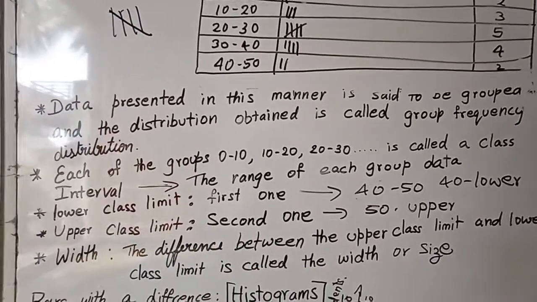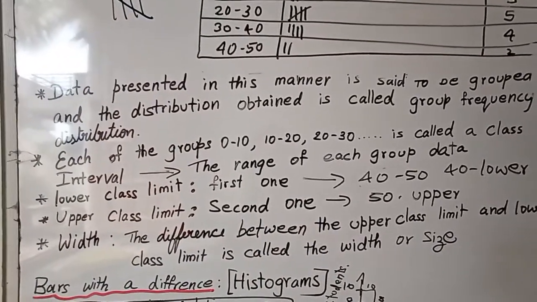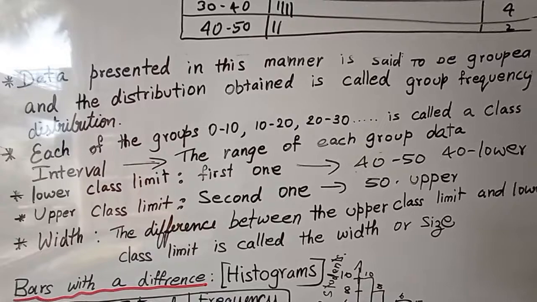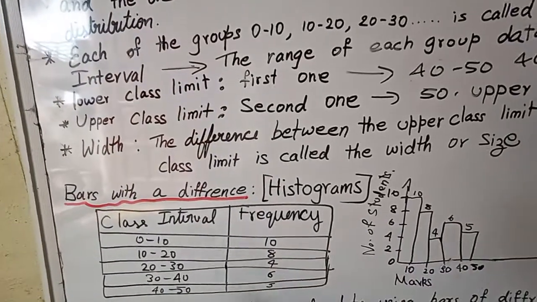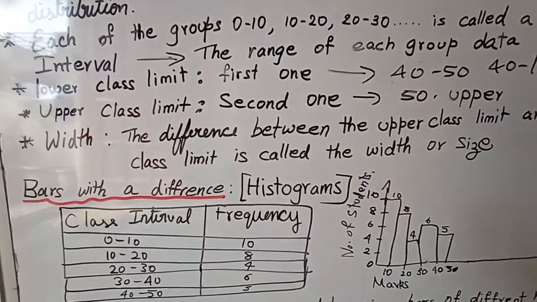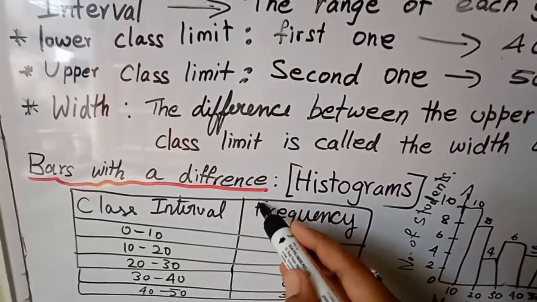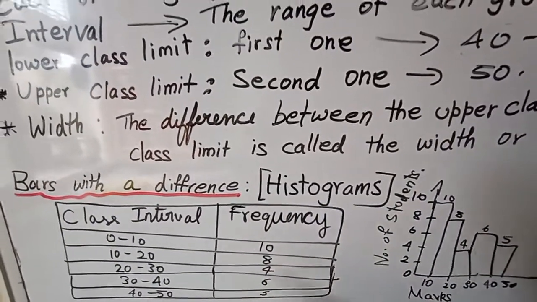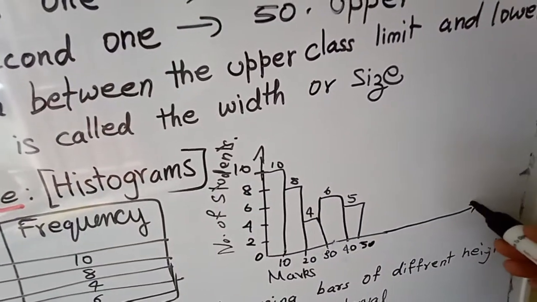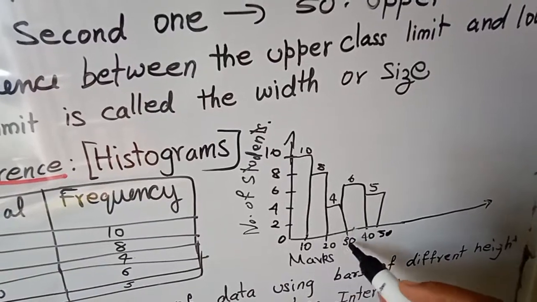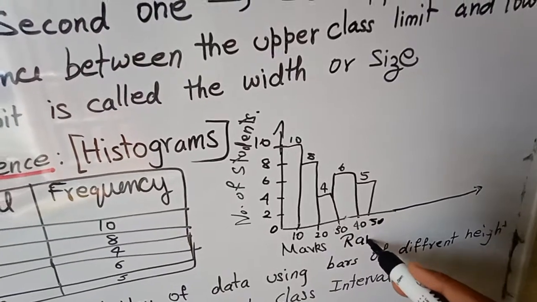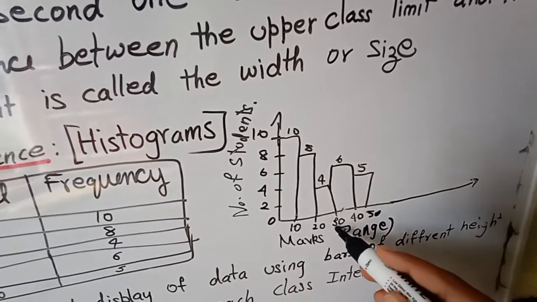The next one is bars with a difference. What do you mean by bars with a difference? That is called a histogram. You already know that we have the class interval and the frequency, and frequency means how many times it is repeated. So the frequency for 0 to 10 is 10 times. When we show it in the form of a graph, we show 10, 20, 30. Here these marks we put in the form of range. Keep this in mind, my dear students, range.